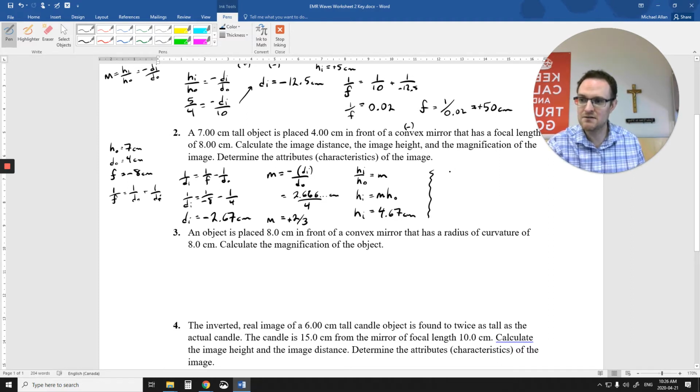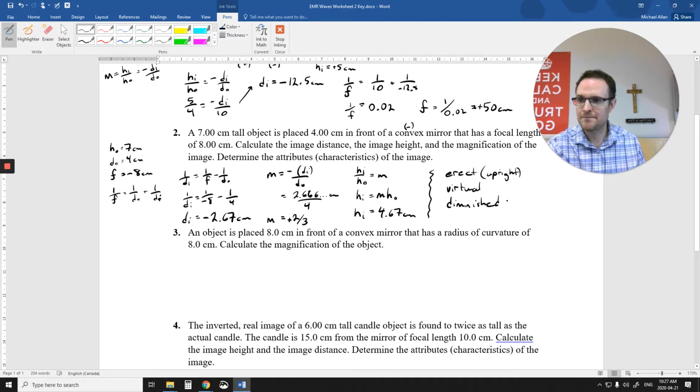So we got a positive magnification. That means we know it's erect. If you want to use the word upright, that's fine by me. It's a negative DI, so that is a virtual image. And what else do we have here? Oh, it's 2/3. 2/3 is 0.6, so that is diminished.